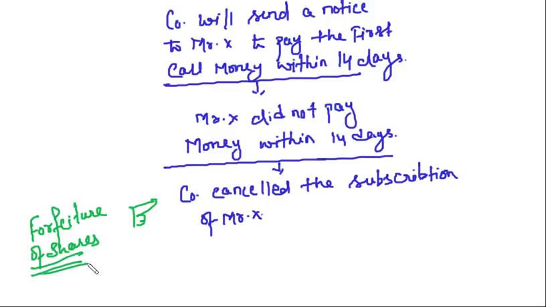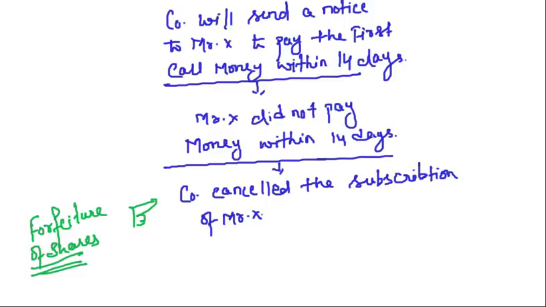Forfeiture of shares. Right? Clear? When the company cancels the share subscription of a person, when the person fails to pay the call money, any call money, even after the notice of 14 days, then that is known as forfeiture of shares. Clear? What is forfeiture now is clear. Company has cancelled the subscription of Mr. X because he failed to pay the money even after the notice of 14 days by the company. This is known as forfeiture of shares.